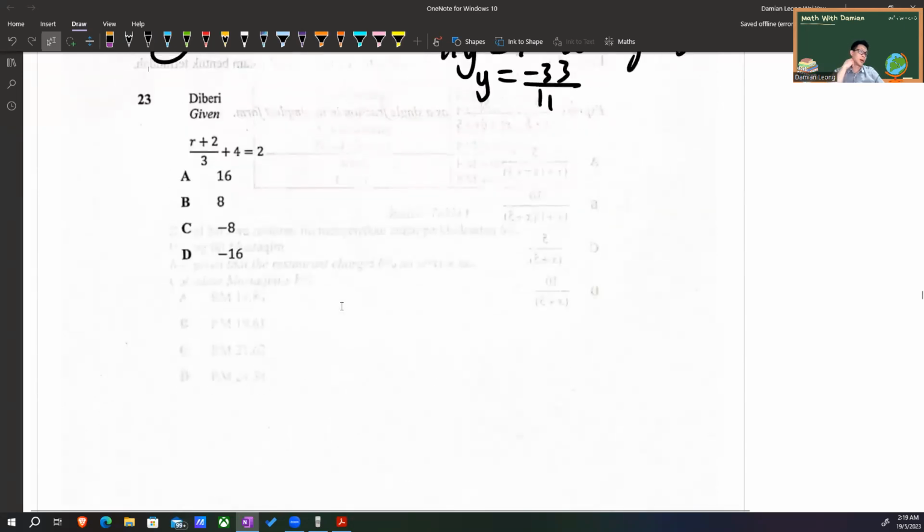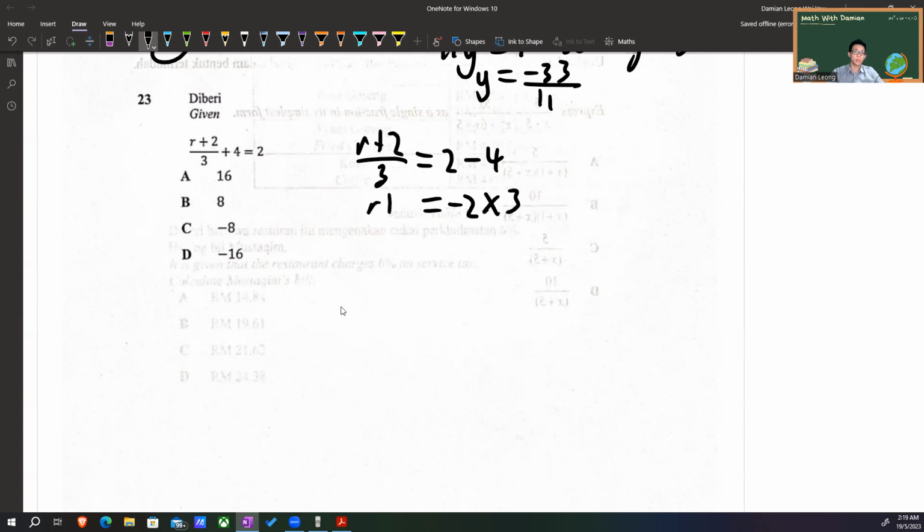Question 23. r plus 2 over 3 plus 4 equals 2. So basically I want to find r. Bring over the 4. Becomes minus 4. 2 minus 4 is negative 2. Bring over the 3, divide 3 opposite times 3, which is negative 6, then plus 2 opposite minus 2. r is negative 8. Answer C.